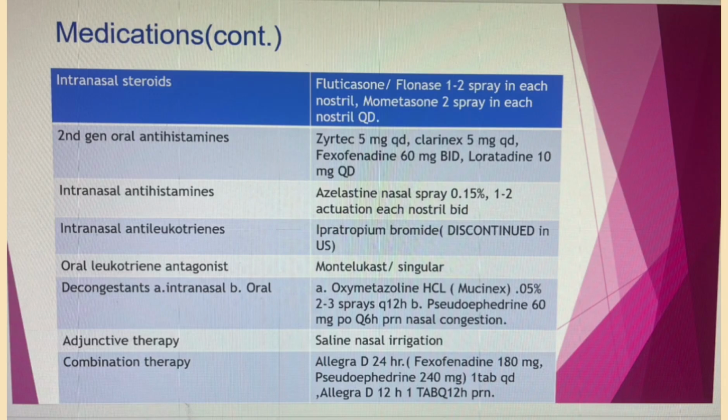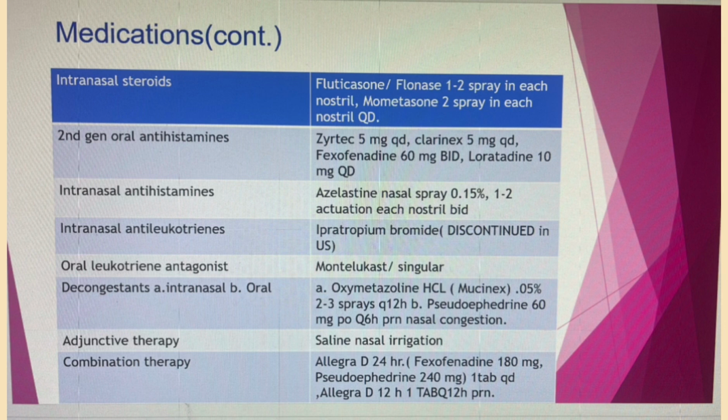As you see in the table, the first one, intranasal corticosteroids. Examples are fluticasone or Flonase, 1 to 2 sprays in each nostril daily. Mometasone, 2 sprays in each nostril daily. I have already discussed in the last slide the advantages and disadvantages. This is the most effective treatment and the first line treatment. Number 2, remember in the last slide, the next most effective after the intranasal corticosteroids is antihistamine.